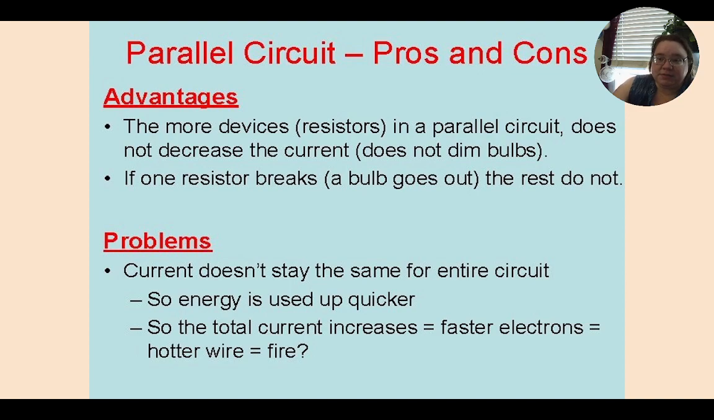Now, here are some problems. So, the currents don't stay the same for the entire circuit. That means the electricity or the energy is used up quicker. The more lights you have on, the more electricity you're going to use. So, the total current increases. The faster the electrons move, the hotter your wire gets. The hotter wire gets, you could have a fire. So, I mean, in theory, I could connect infinite things to one outlet. But you're going to get to a point where that outlet will overheat and will catch on fire. There's a reason why there's only 2 plugs in the outlet.